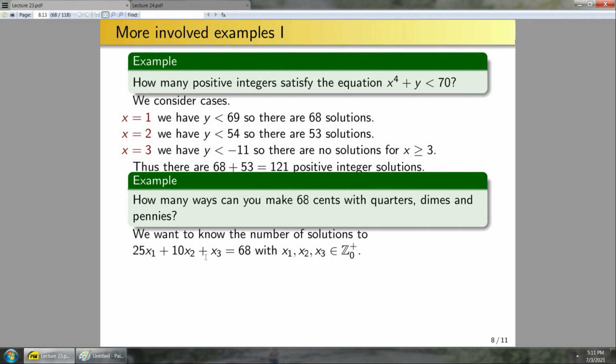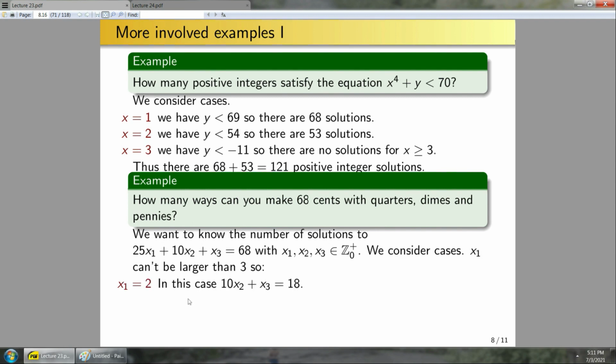Well, if I do it on x3, I'm going to have to consider a lot more cases because x3 doesn't have a multiplier on it. If I used x2, that's better than x3, but still it's not the best, right? I'd have to consider 6 different cases for that to work. But on the other hand, if I do x1, I'd only have to consider 2 cases, because x1 clearly can't be 3, because 3 times 25 is 75, which is bigger than 68. So x1 can't be larger than 3, so I'm doing cases on it.